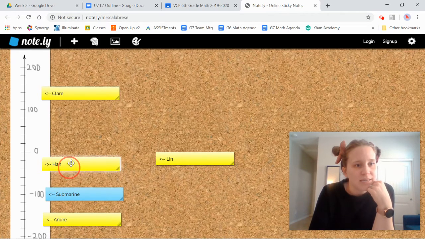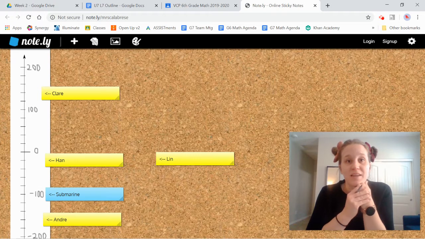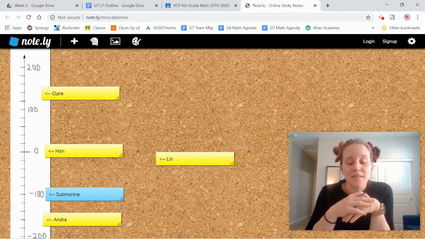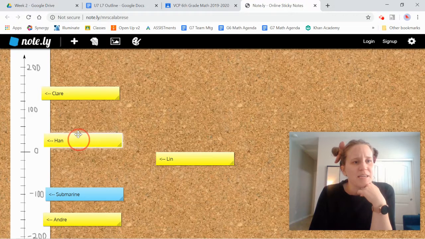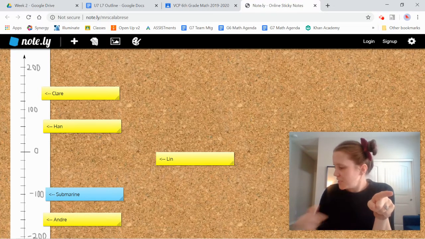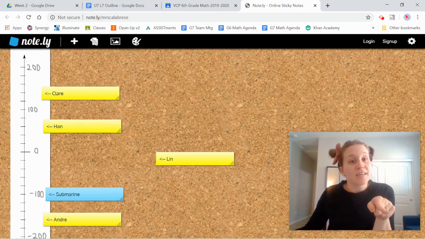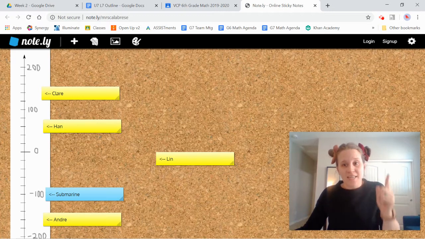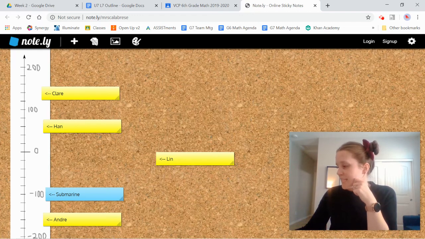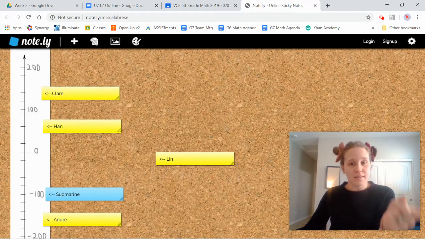Could Han be here at negative 20 feet? Totally. Could Han be at sea level? Maybe he's just floating on the top of the ocean here. Yeah, Han could be here. Could Han be up here at, I don't know, 60 feet above sea level? That's interesting. In that position, is Han's elevation greater than the elevation of the submarine? Yes, because Han's elevation is above the submarine on the number line, I can tell that his elevation is greater. Is Han's elevation closer to sea level in this position?